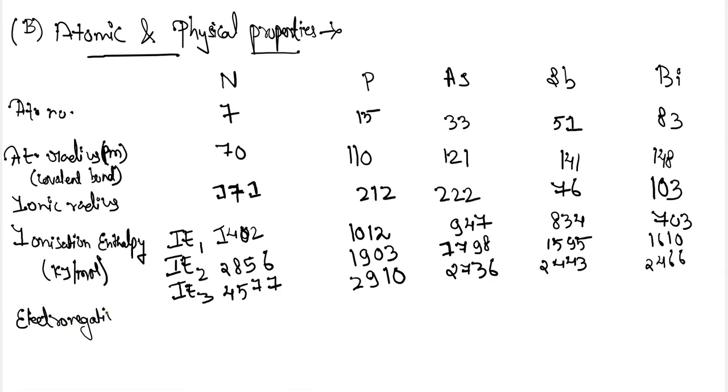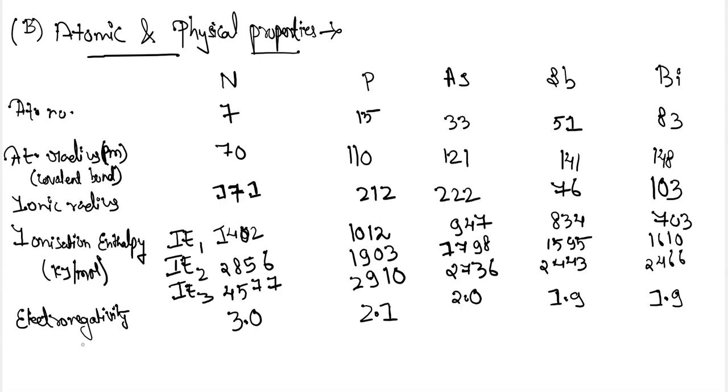Next is the electronegativity. The electronegativity for nitrogen is 3.0, then 2.1, 2.0, 1.9 and 1.9. Antimony and bismuth are much lower in electronegativity compared to nitrogen. Nitrogen is the most electronegative element in this group.